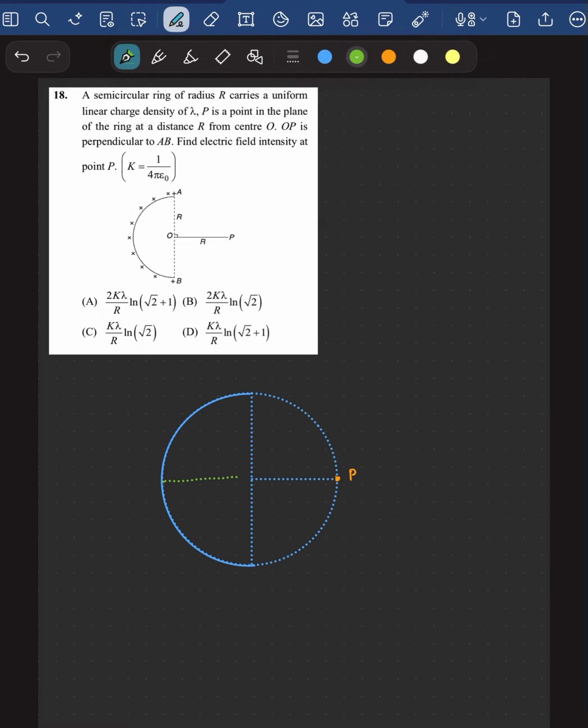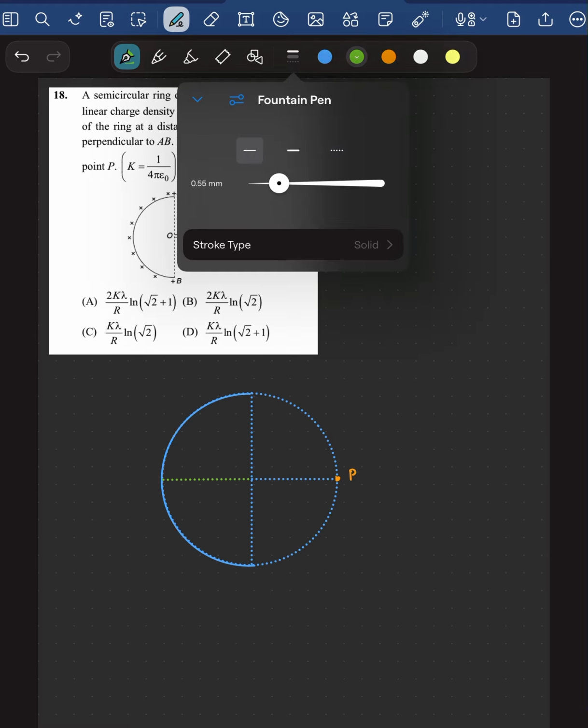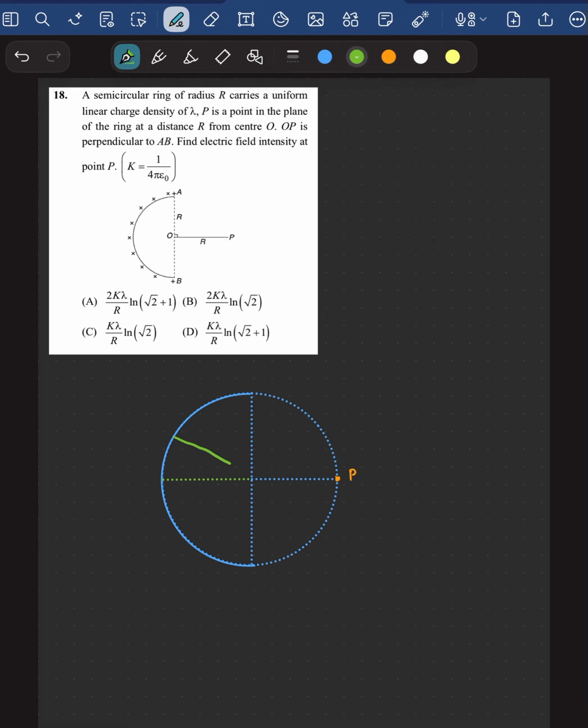We'll assume that this ring is made up of many point charges, right? And let me select one point charge on this ring. So the way we generally select point charges on this ring is at an angle theta. Let me select a small portion which subtends a small angle, d theta. So same method. So let this be my dq, right?